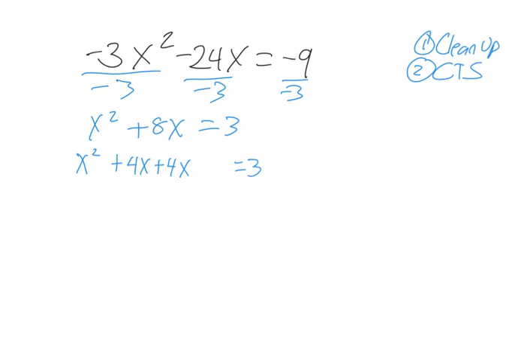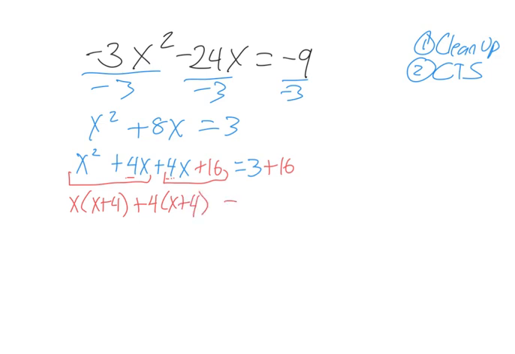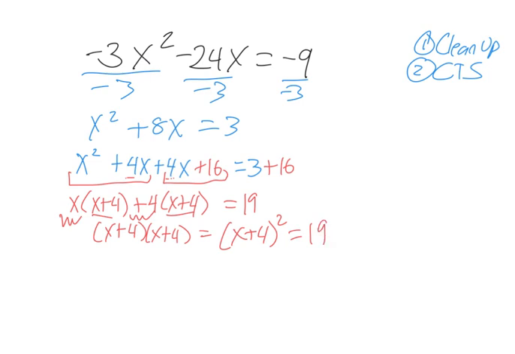All right, let's multiply those together. That gives me plus 16. And now I'm going to start factoring. X times x plus 4 plus 4 times x plus 4 is equal to 3 plus 16 is 19. X plus 4, and then my leftovers are also x plus 4. That's going to give me x plus 4 as a quantity squared is equal to 19.